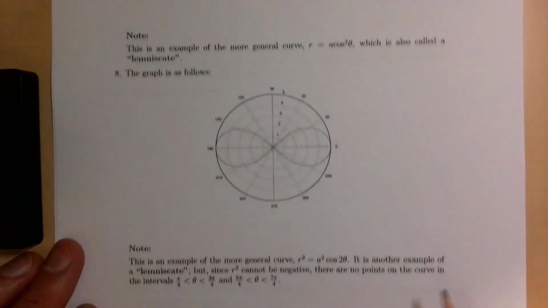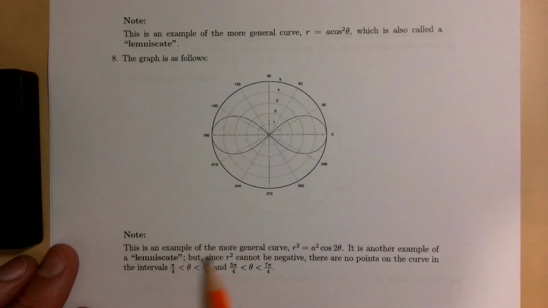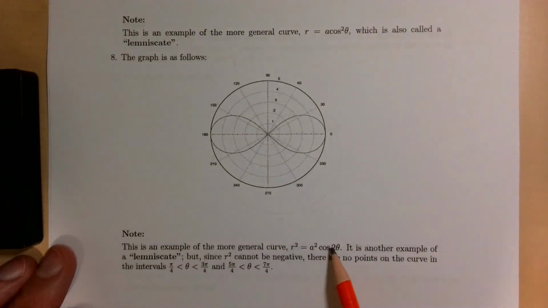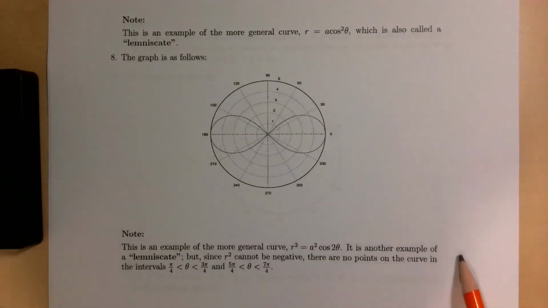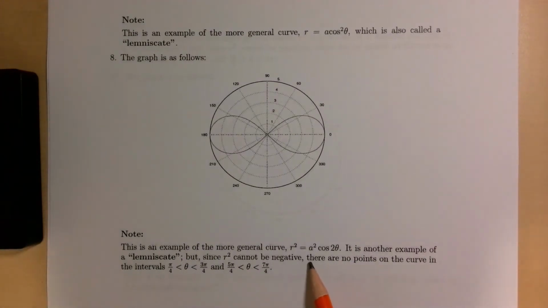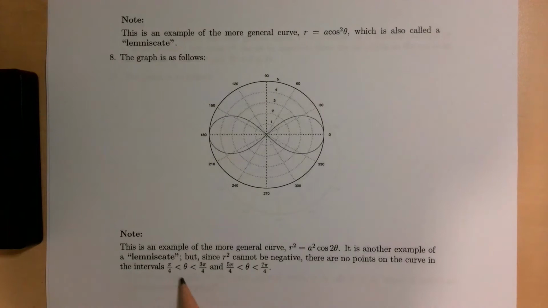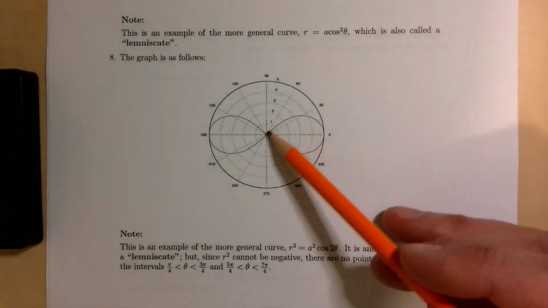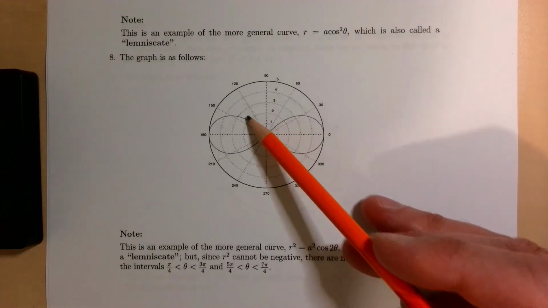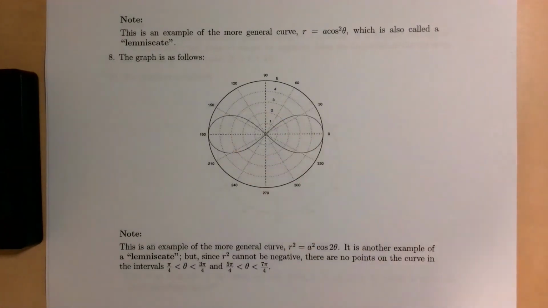This next one is an example of a more general curve, r squared equals a squared cos 2 theta. It is another example of a lemniscate, but since r squared cannot be negative, there are no points on the curve in the interval between pi over 4, which is 45 degrees, and 3 pi over 4. So there's your angle there, and there's nothing all the way back down to there. And then down here, it's the same deal.